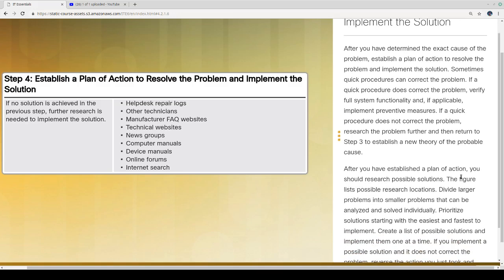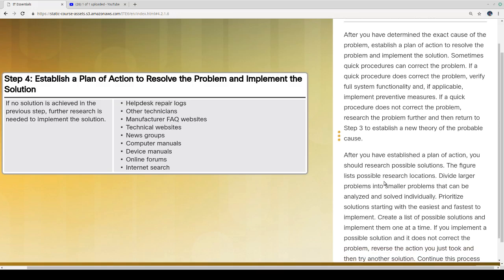All right, so after you establish a plan of action, you should research possible solutions. I mean, we're talking something simple.